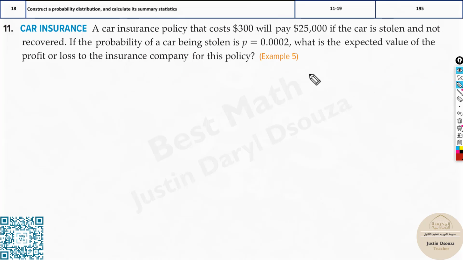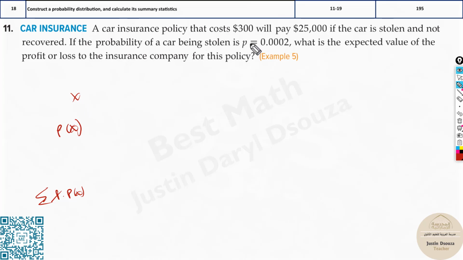So here, whenever expected value of profit or loss is asked, always remember you need to find x and the probability of x. This is the probability distribution. Then the expected value is basically the summation of x times probability of x. That's it. Now what is this x?